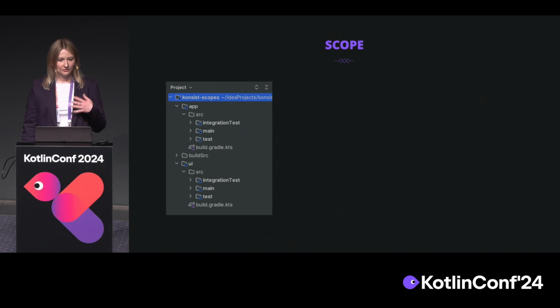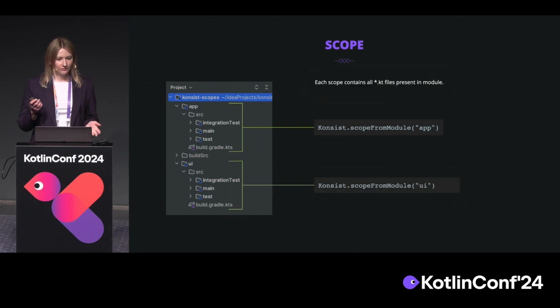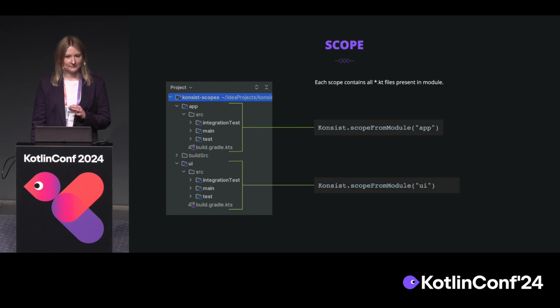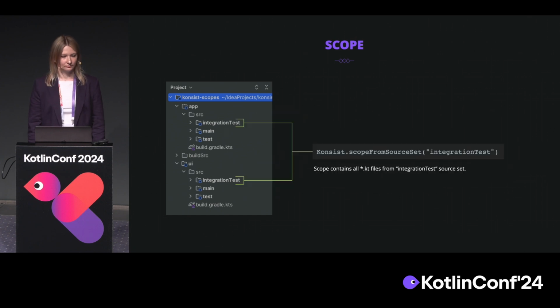It's also possible to create more granular scopes to fit the project needs. For example, we can create scopes from each module. This may be helpful, for example, when we are refactoring the project module by module or when specific checks are laid out for a given module. We can go even more granular by creating scopes from individual source sets using the source set name.